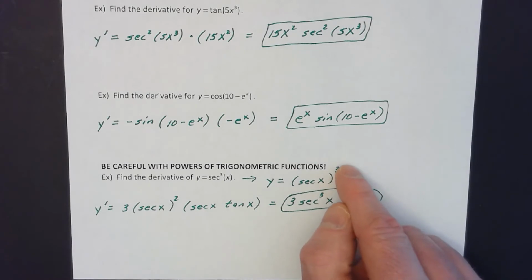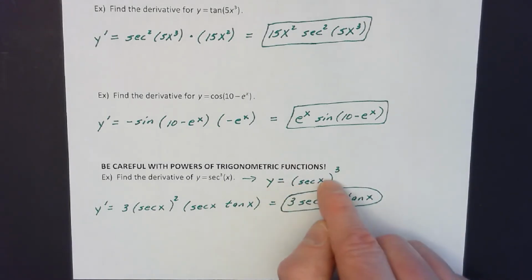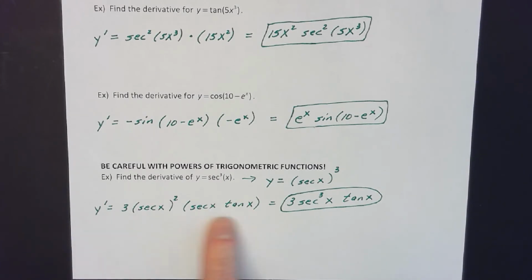I have to use the power rule. When I take the derivative, first step is 3 is going to come down in front of the group, times the group secant of x to the second power. That's where all of that came from. And then you say times the derivative of the inside. Well, the derivative of secant is secant x tangent x. So now I get my answer.